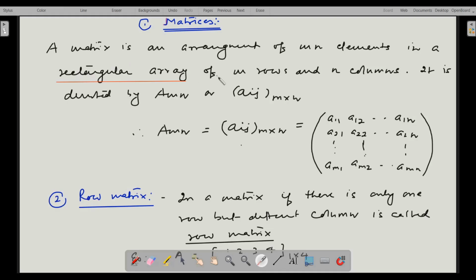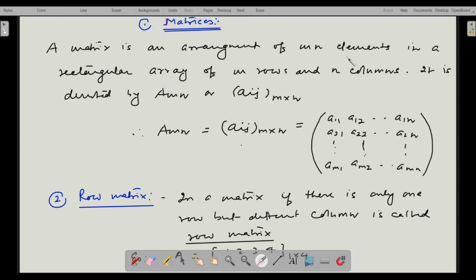It might be a square array. When m is equal to n, then it will be a square array instead of a rectangle. But that is a special case. So this particular definition also includes the square array of elements, because a square is a special case of a rectangle.